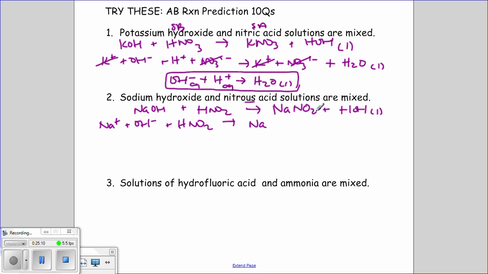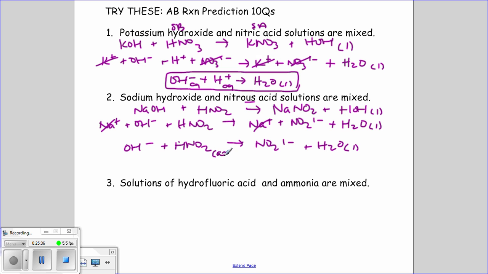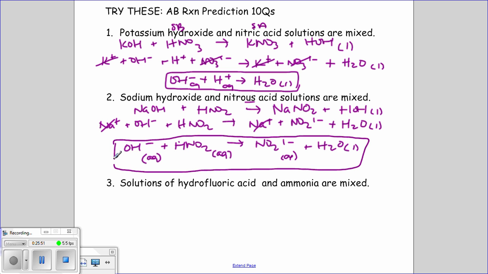The sodium nitrite is soluble because sodium is a group 1 metal. NO2 1 minus forms plus HOH, which I'm going to write as H2O now, liquid. So in the end, the only thing that's a spectator is the sodium plus, leaving us with OH minus plus HNO2, yielding NO2 1 minus and liquid water. Okay, and I'm going to write each of these as aqueous just so we remember these are floating around in solution, and the weak acid here doesn't really ionize well, so it stays intact. And final answers I like squared or circled so I can find them easily in your paper.